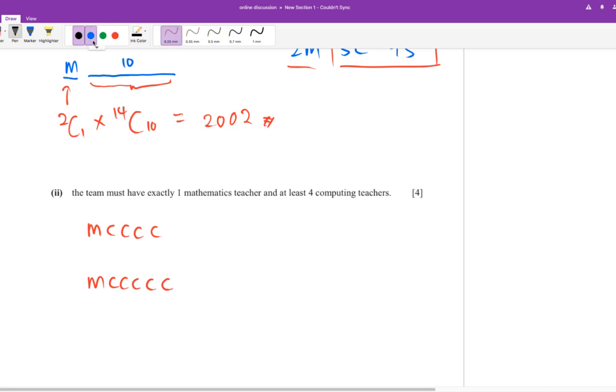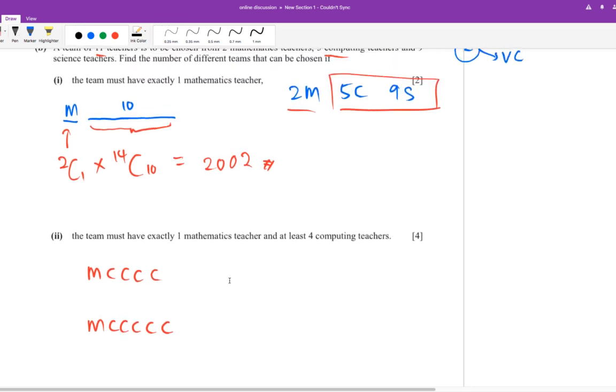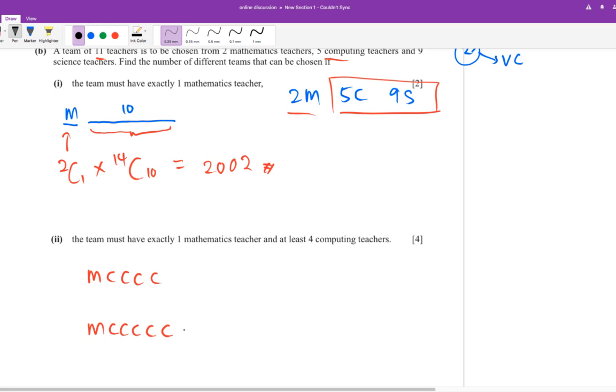Alright, so if I have 5 computer teachers, that means I already have 6 teachers here. So the rest of the science teachers, I will need to have 5. 1, 2, 3, 4, 5. So this one I will need to have 6. 1, 2, 3, 4, 5, 6. So yeah, this is how you arrange for the 11 teachers.